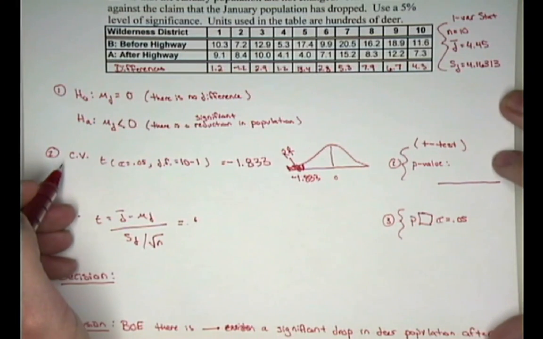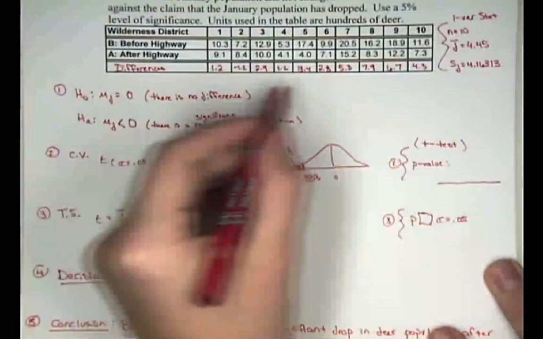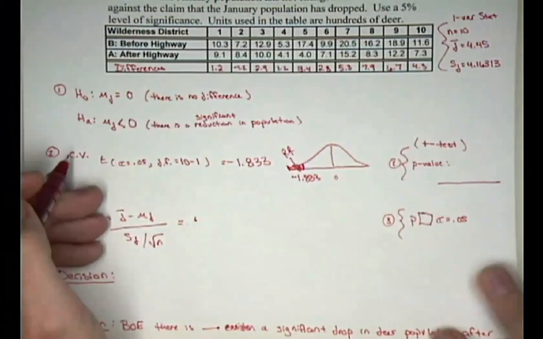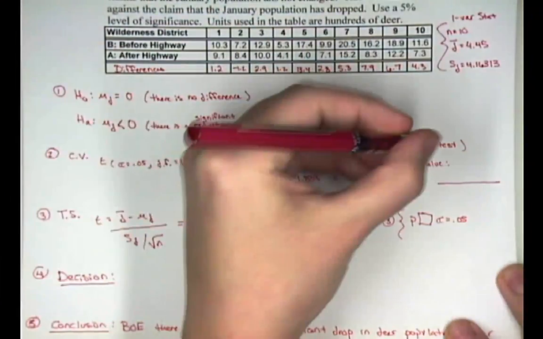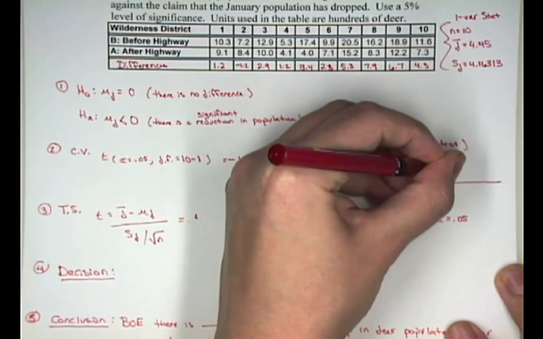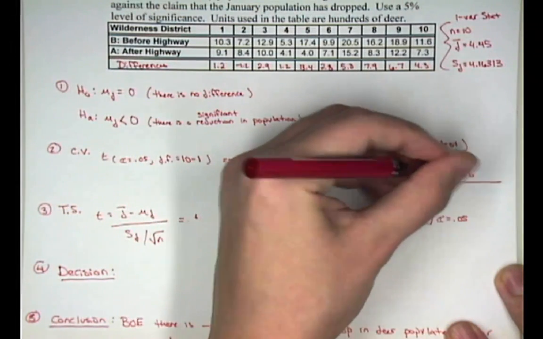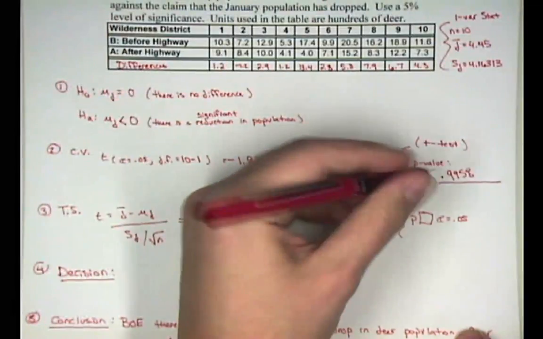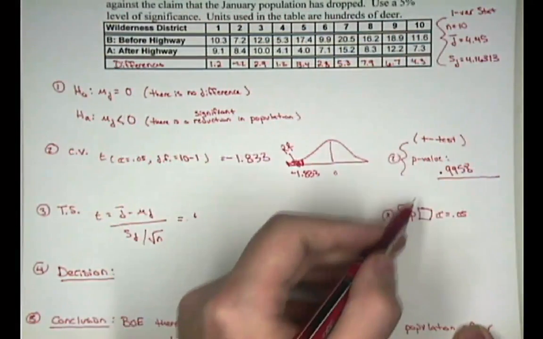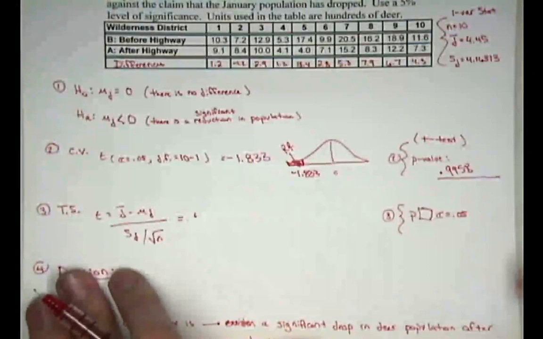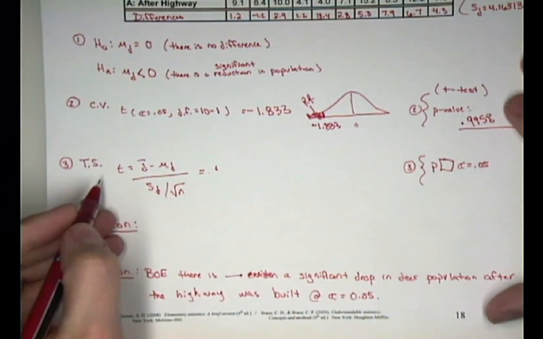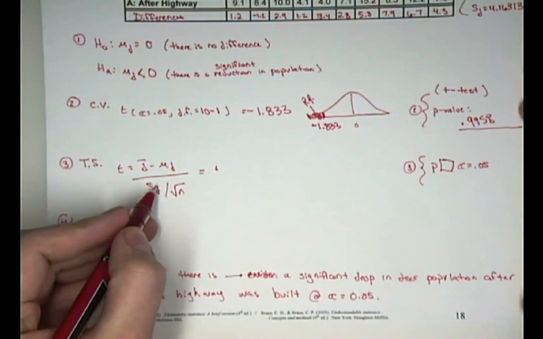If you're doing the p-value method, you would have entered the data into your calculator or the statistics. You would have brought up a t-test, and you would be getting a p-value of 0.9958. And then, of course, you compare it to alpha. Now, this is just for the graphing calculator, guys. The rest of us, we're old school. We're going to do a test statistic.